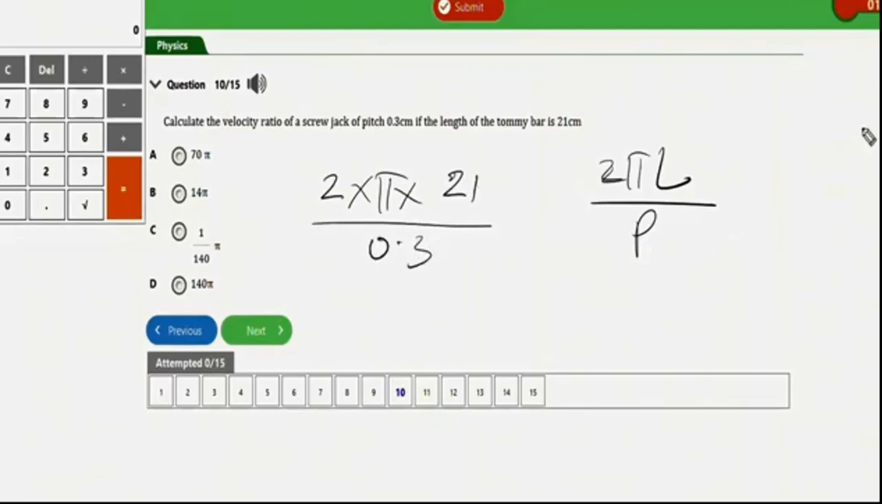So let's punch this into the calculator we have. This will give us 2 times 21, divided by 0.3. So we have the output to be what? 140. So 140 times pi gives us 140π. So the correct option is option D. That's it for this question. Let's wipe this now and solve the next repeated question.